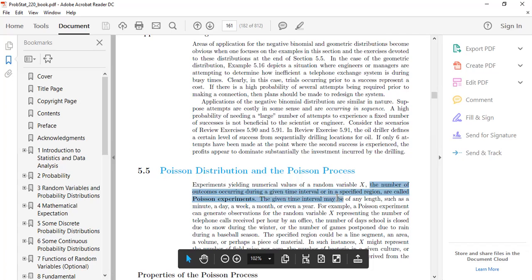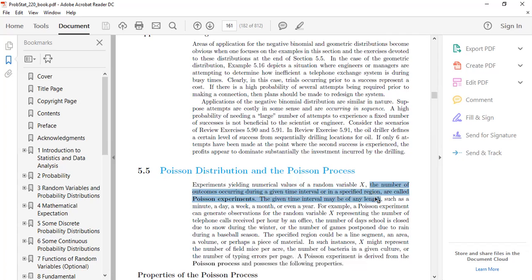And the given time interval may be any length of time. As I told you, suppose it is 5 seconds, 10 seconds, 5 minutes, 3 minutes, something like that, a length of time such as minutes, or it could be a day or week or month or year, depending on the real life situation, right? Some examples are given to us. A Poisson experiment, look here, telephone calls received per hour, right?